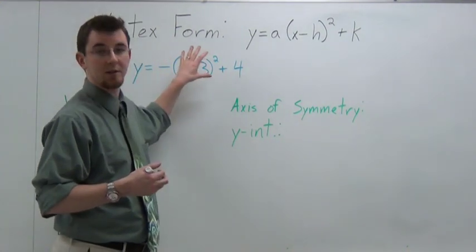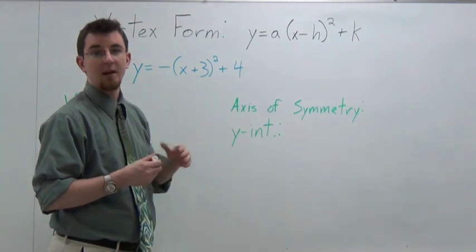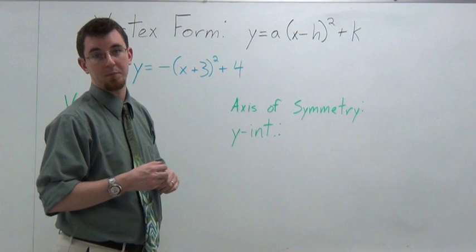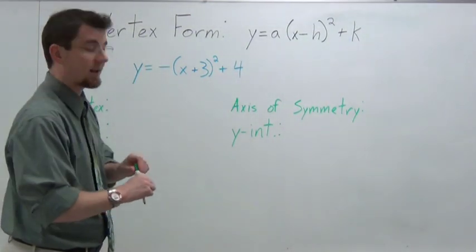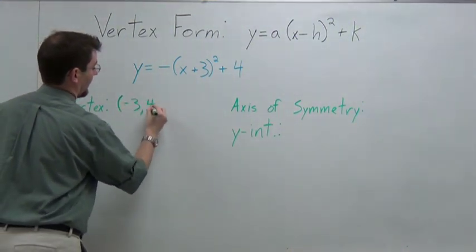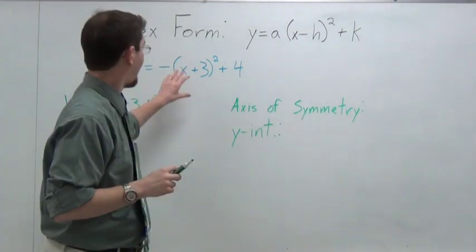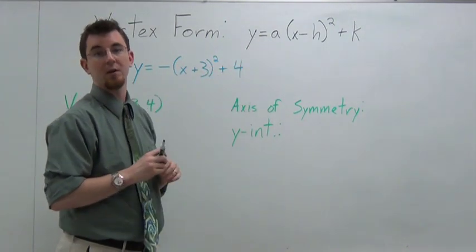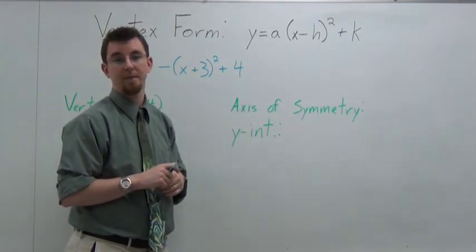And basically what we're going to do is we're going to take the opposite number of whatever is inside the parentheses. That's going to be our x-coordinate for the vertex. And we're going to take the same number that's outside of our parentheses that we're either adding or subtracting. So in this case, the vertex is going to be negative 3, 4. So always the opposite number of whatever's inside the parentheses, that's our x-coordinate. The same number as what is outside the parentheses that we're adding or subtracting, that's our y-coordinate.